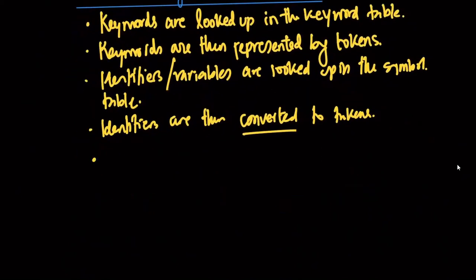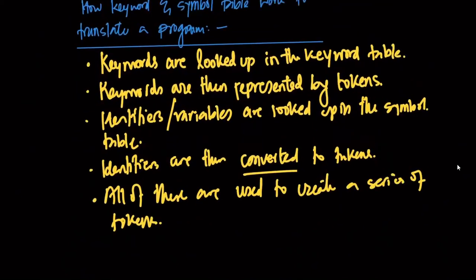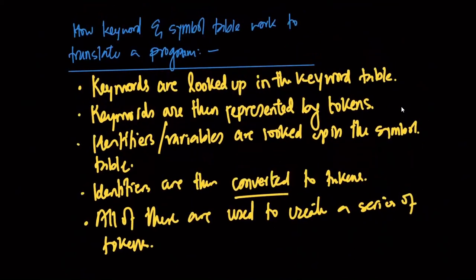And finally, all of these are used to create a series of tokens. By following all these steps, a keyword table and symbol table work together to perform lexical analysis. Obviously, we're going to be taking a look at a question.